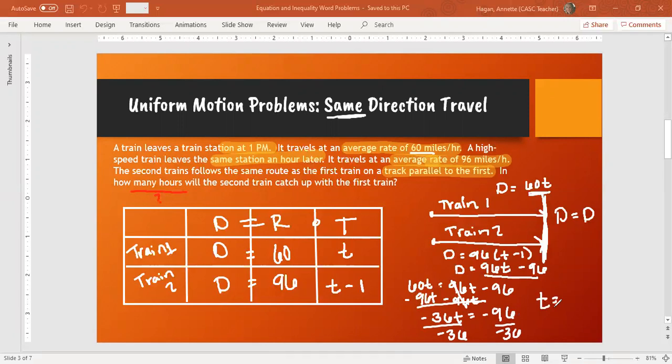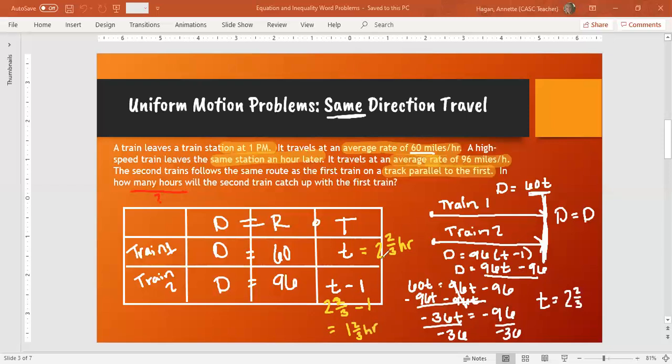So 96 divided by 36, I don't think that goes in evenly. It does not. We get 2 and 6 repeating. So what we basically get is 2 and 2/3, okay? Because this is one of those few times we're going to leave it as a fraction, because we're talking about time. So the time for our first train was 2 and 2/3 of an hour. Our second train was traveling an hour less than that. So we're going to do 2 and 2/3 minus 1, which is 1 and 2/3 of an hour.